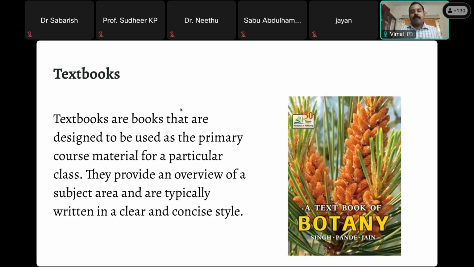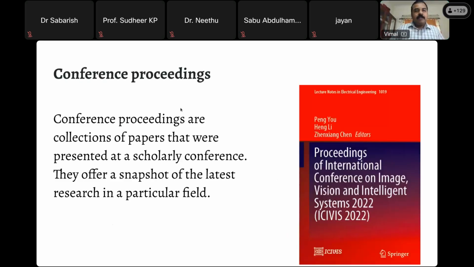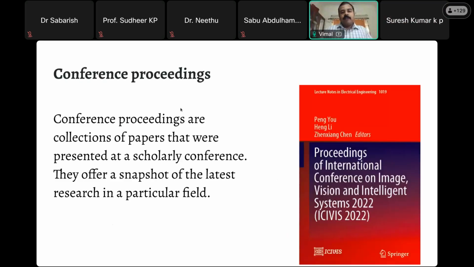Textbooks act as a primer to inform others, to convey a specific topic. For example, a student needs to get an idea of a particular topic, for example, climate change. He needs a primer. These textbooks act as a primer. Then handbooks are called to-do books or ready reference books. Then conference proceedings, these are compilations of papers presented in a conference or seminar.